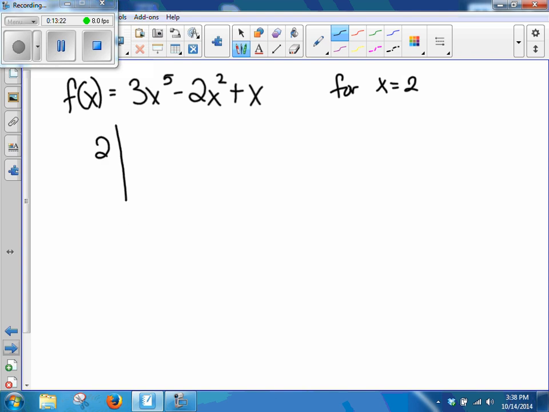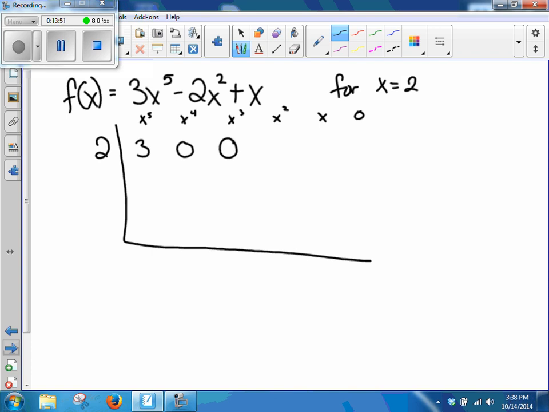So 2 goes on the outside. Now you've got to be careful here. x to the 5th, x to the 4th, x to the 3rd, x squared, x, and a constant. I actually have to have 6 columns here, but I only have 3 terms, so I'm going to have 0 in a bunch of places. Here we go. My coefficient here is 3. I don't have an x to the 4th term. I don't have an x to the 3rd term. My x squared has a coefficient of -2. My x has a coefficient of 1, and I don't have a constant.